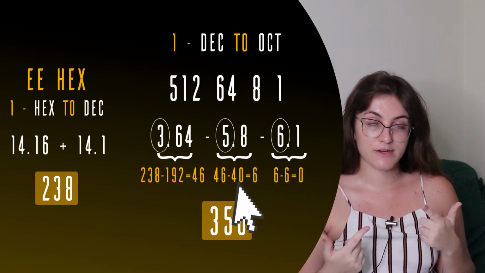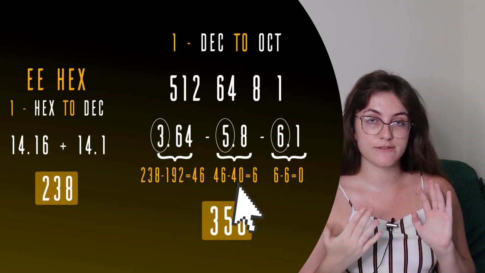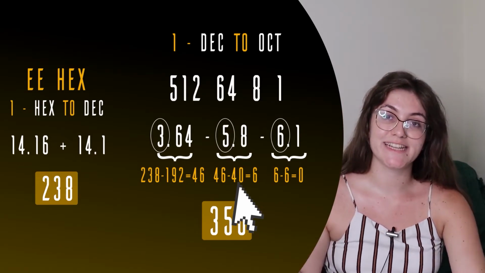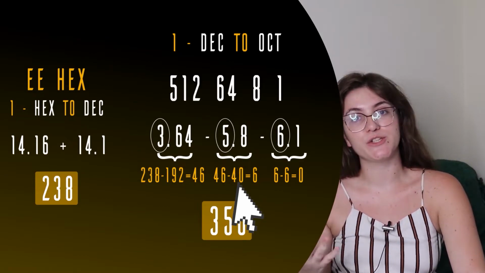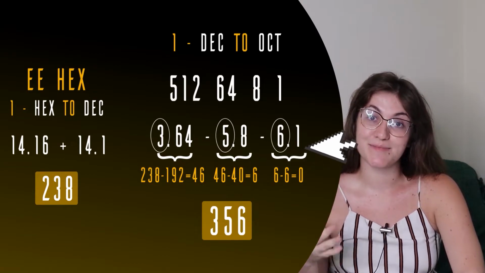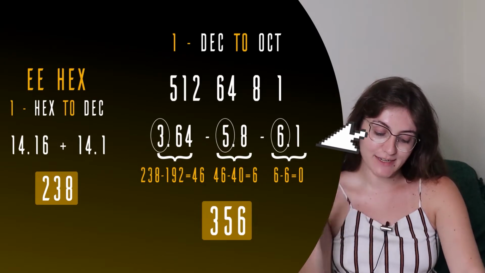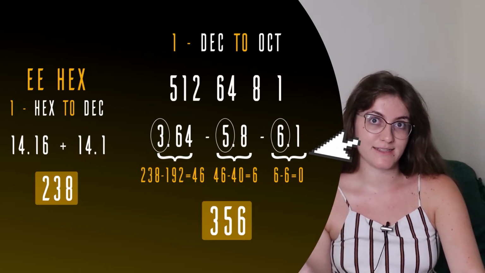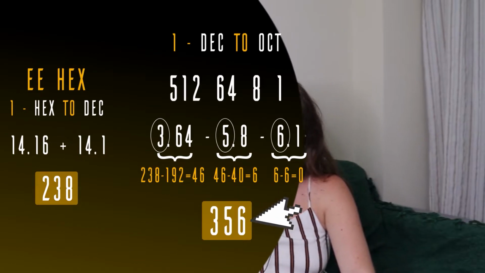So then we're gonna subtract 46 minus 40, all right? And this will return us 6. Then the last digit, we're gonna check which number times 1 returns 6, and this is the number 6 itself. So in the end, we know that EE in hexadecimal is the same thing as 356 in octal. Okay, now we're gonna do the other way around on the exercise 6.